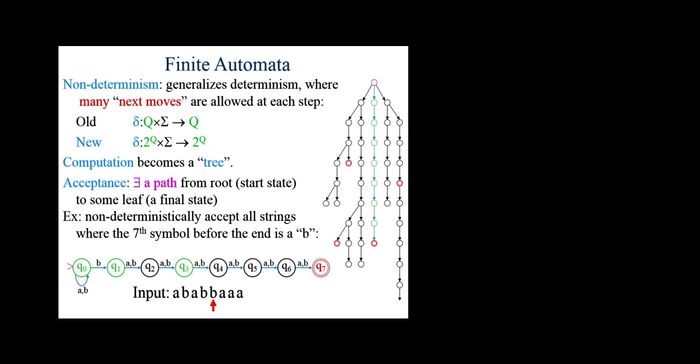Now you see another B. So from here on a B, you go here. From here on a B, you go here. From here on a B, you go here and here. Now you're in 4 different states. Right? You're in Q0, Q1, Q2, and Q4.